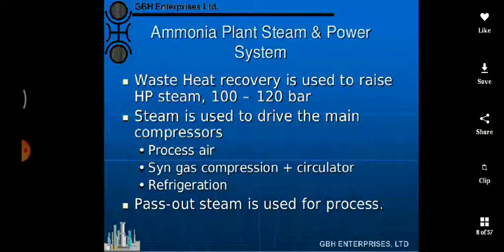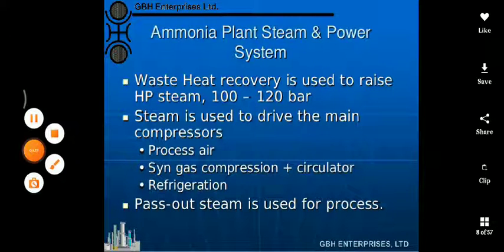Ammonia plant and steam power system. Waste heat recovery is used to raise HP steam at 100 to 120 bar. Steam is used to drive the main compressors, like process air and synthesis gas compression plus circulation. For this we need this requirement. And pass-out steam is used for the process.